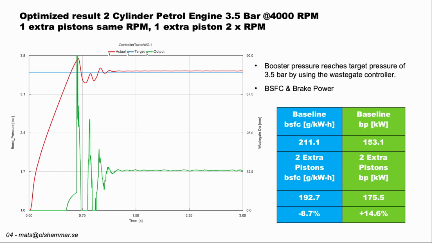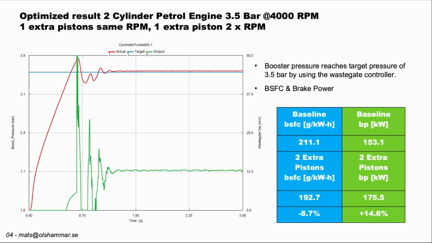And here we can see the graph that the red is the pressure. It has reached 3.5, which is the target. The blue line is the target of 3.5. And the green line is the wastegate diameter, and it has stabilized at about 12.5 millimeters.